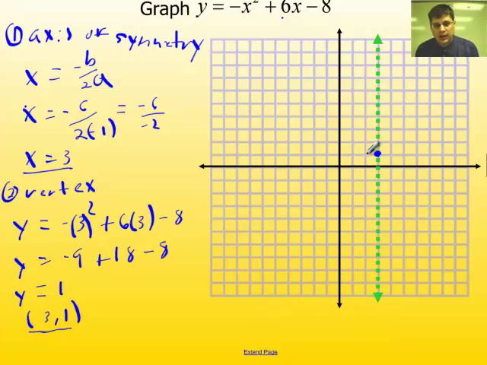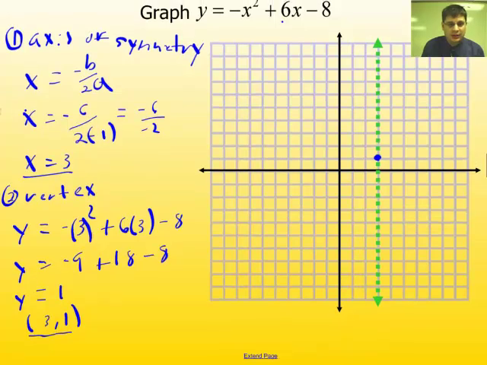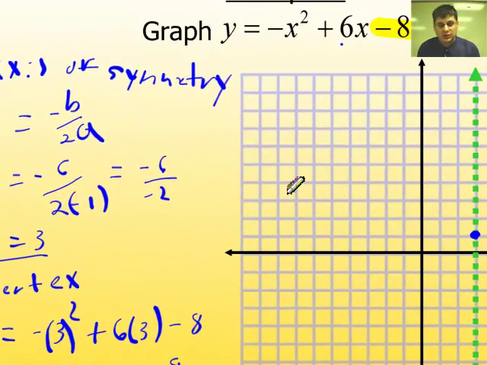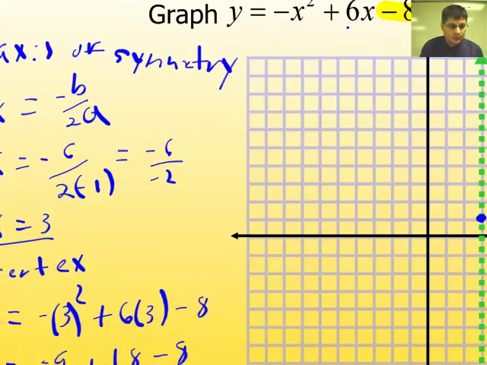So I'm going to pick values to the left. You could pick values to the right. It doesn't matter. But I want to be smart about this. If you recall, the y-intercept here is going to be at negative 8 on the y-axis. In other words, it's going to be 0, negative 8.